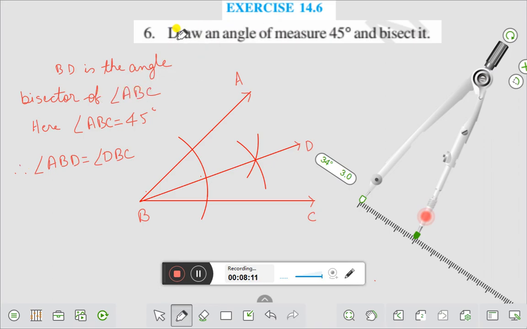Here the question was, draw an angle of measure 45 degrees and bisect it. We have drawn an angle of 45 degrees with the help of a protractor and bisected this angle. Therefore BD is the angle bisector of angle ABC. Here angle ABC is equal to 45 degrees, therefore angle ABD is equal to angle DBC. This is the solution of question number 6 of exercise 14.6.